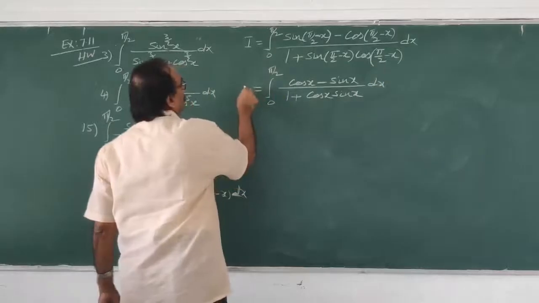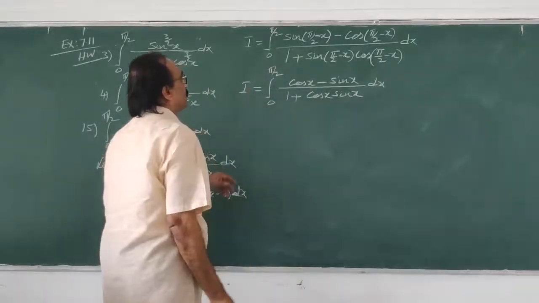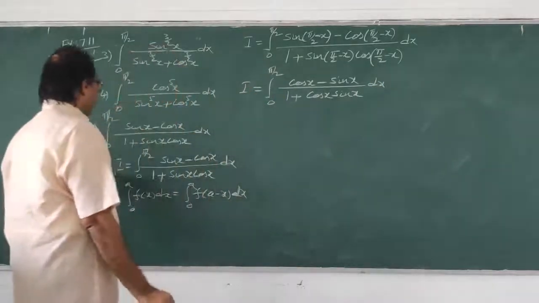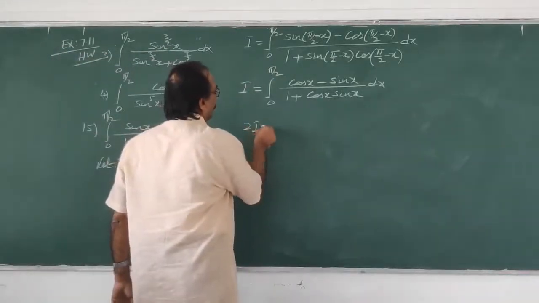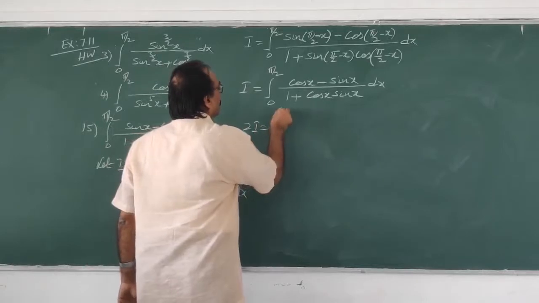Now this is nothing but I only. Now you see, this is I and this is I, I plus I, 2I. Now we are adding those two. 2I is equal to integral 0 to pi by 2.